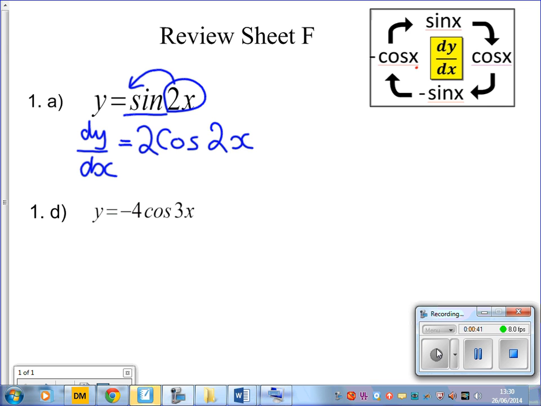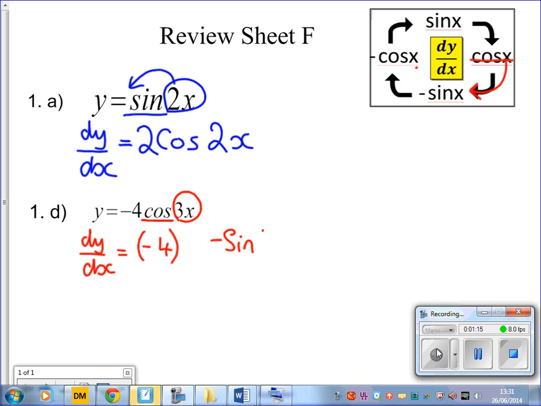I'm not going to do all the questions from this part. Next one we're going to look at is part D. So again, correct notation, dy/dx. I'm going to ignore the minus 4 to start with, and I'm just going to look at cos. What does cos differentiate to? Cos differentiates to minus sine. So I'm going to have a minus sine.